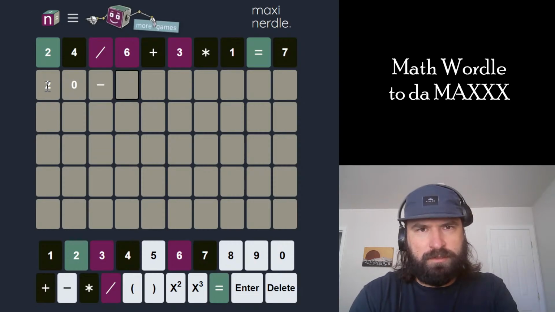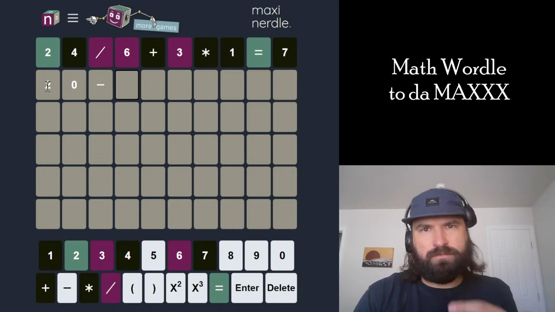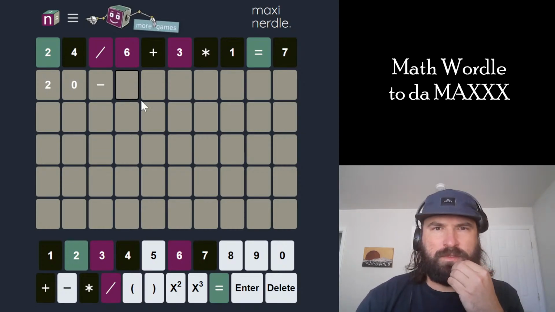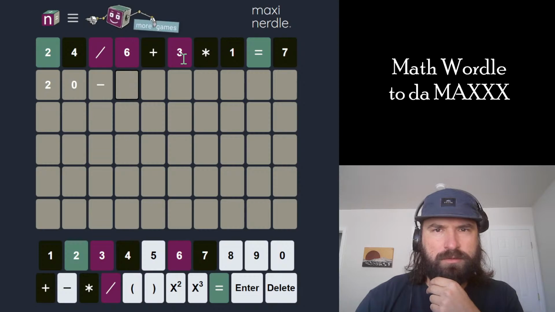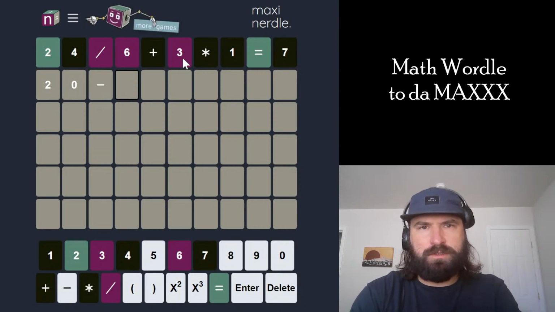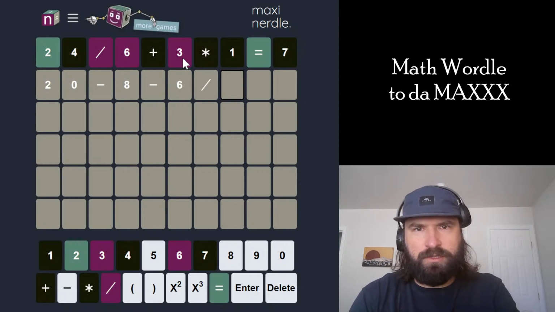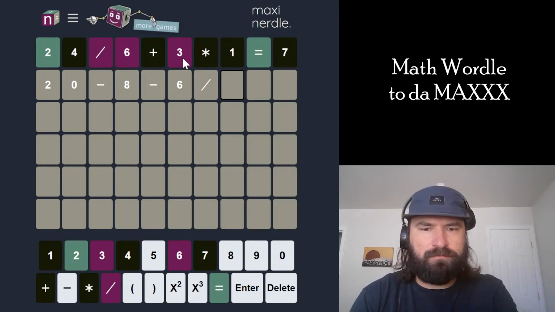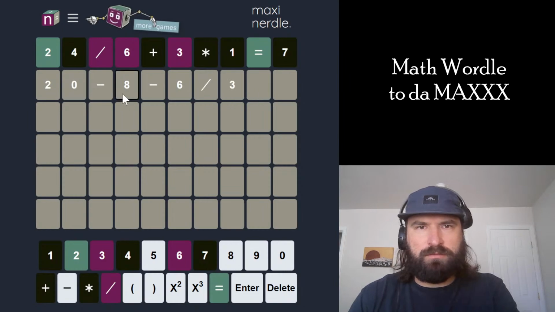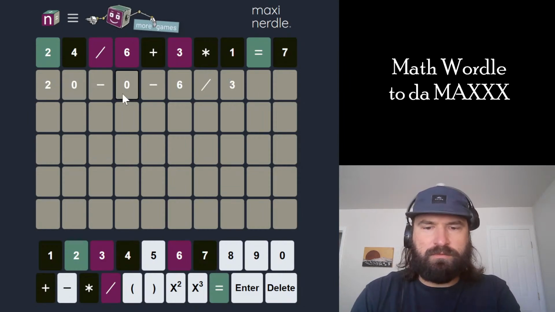9 to subtract, I don't know. I'm going to say 9 divided by 3, but the 3 can't go there. I don't know. Let's just subtract some big numbers. So minus 8 is 12, minus 6 divided by 3 is 10. I could do 9 here and then finish it with 9. That seems fine.